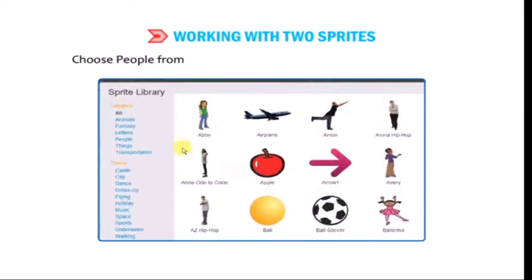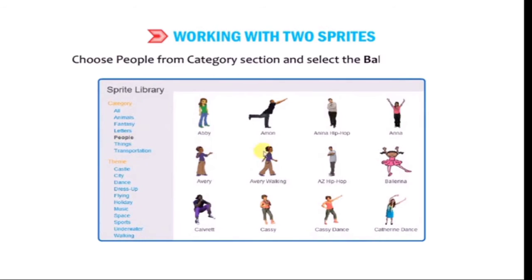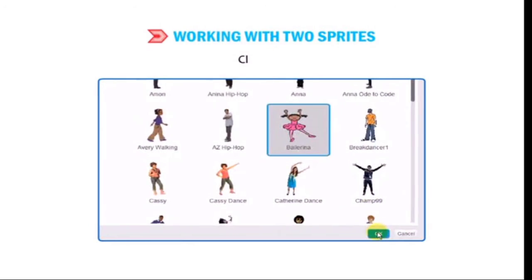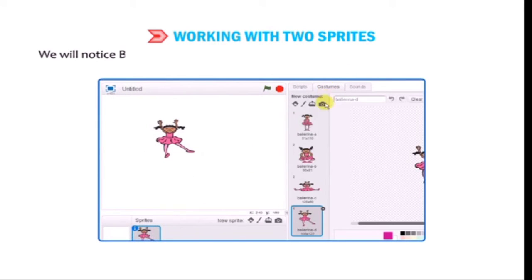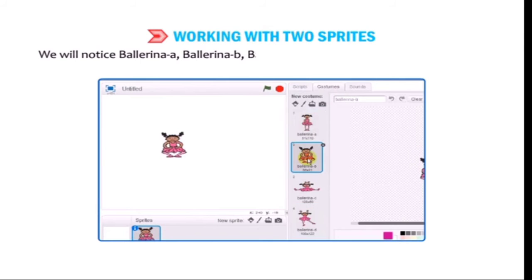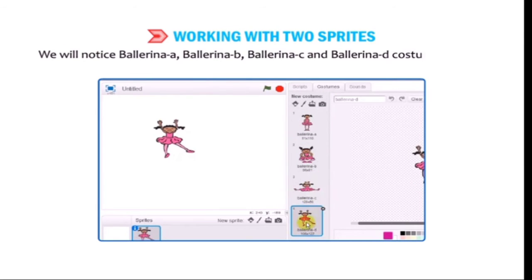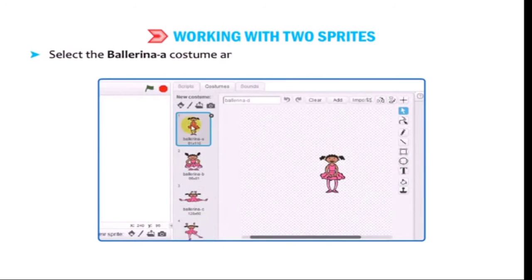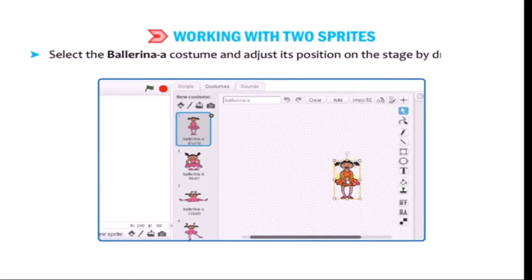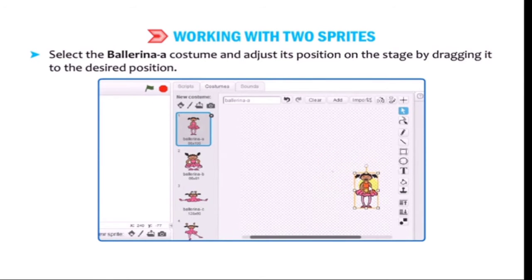Choose People from the Category section and select the Ballerina sprite. Click OK. Now select the Costumes tab. We will notice Ballerina A, Ballerina B, Ballerina C and Ballerina D costumes under the Ballerina sprite's costume list. Select the Ballerina A costume and adjust its position on the stage by dragging it to the desired position.